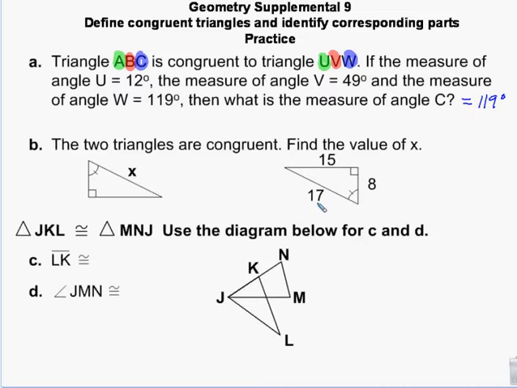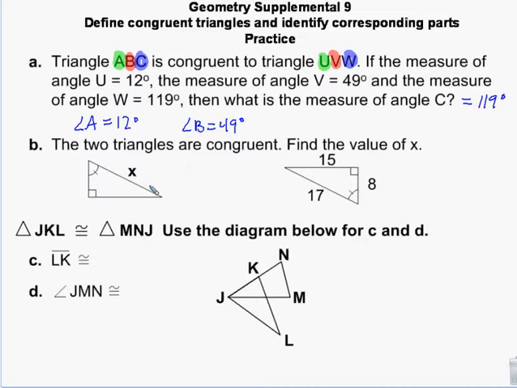Is there an example where it would be a different color? Yeah, if I said what is the measure of angle A, then I would say, okay, well, A is green, U is green, so A would be 12 degrees, and B would be 49. Would be exactly the same. Now, you might have an example where I say angle A is 2x plus 5, and angle U is, like, 17 degrees or something, and then you'd solve for x, but they're congruent, so they're the same.